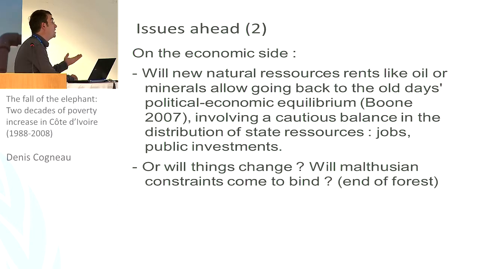Or will things change? That is, will the Malthusian constraint come to bear? As I already argued, the forest has come to an end. More or less, the cocoa frontier has reached the border with Guinea, and there is no longer any forest to exploit to expand cocoa production. So perhaps there is a need for intensification there.